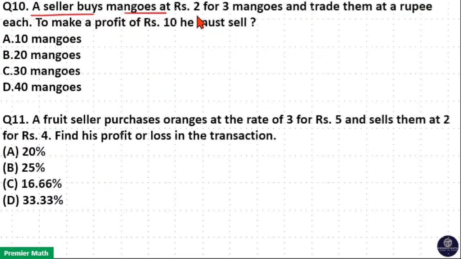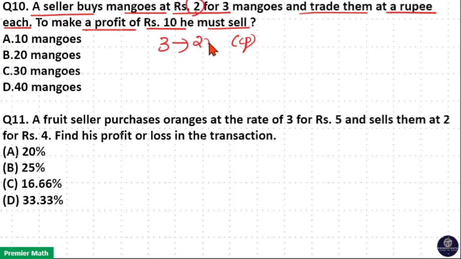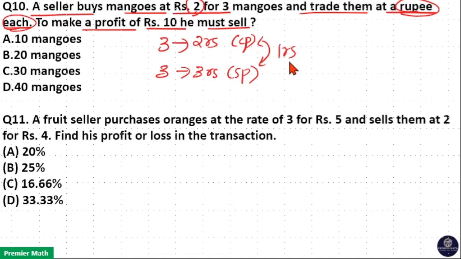A seller buys mangoes at rupees 2 for 3 mangoes and trades them at a rupee each. To make a profit of rupees 10, he must sell. Here cost price of 3 mangoes is 2 rupees and he sells 3 mangoes at a rupee each, which means he sells 3 mangoes at 3 rupees. So this is the sell price. Now difference between CP and SP is 1 rupees. Now out of 3 mangoes, he gets 1 rupee profit.